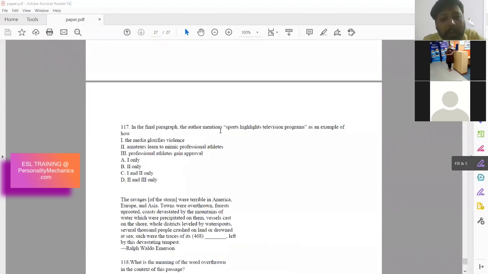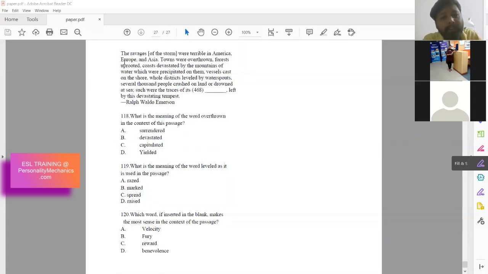Then in the final paragraph, the author mentions sports highlights television programs as an example of how what they try to do is to glorify the violence. This is what they try to do. As a result of this, the amateurs will learn to mimic, but that is a result of it. They don't do it because of that. This is not the reason the author mentioned it. The author mentioned it only because he wants to talk about how media glorifies these violent encounters. Hence, this one is the only one that will seem correct. Right. And then is the last question.